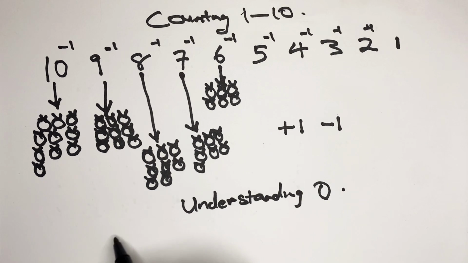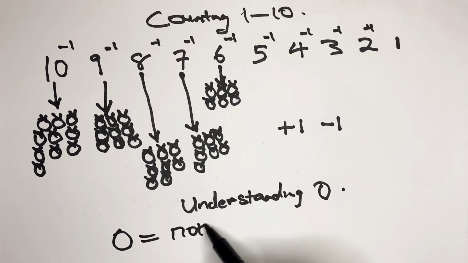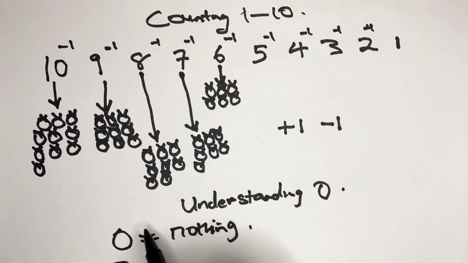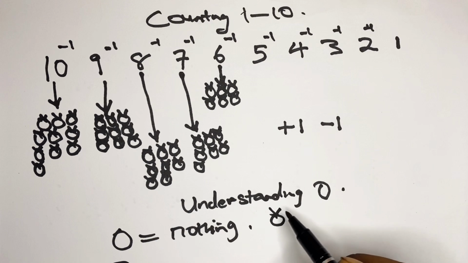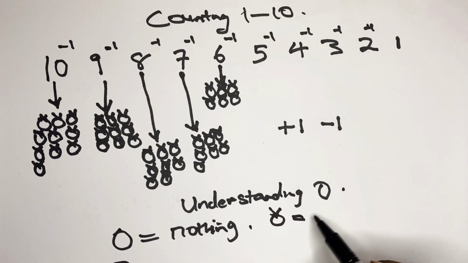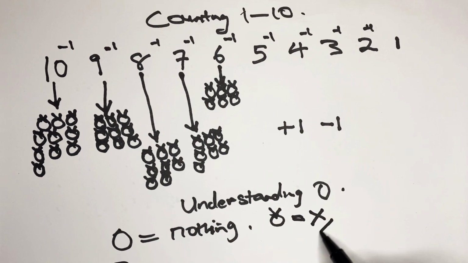But in mathematics, we have 0. 0 means nothing. 0 means that there's no quantity left. Assuming you have 1 apple and you ate the apple, which means you have nothing left. So 0 means nothing, no quantity left. 0 is very important in mathematics.